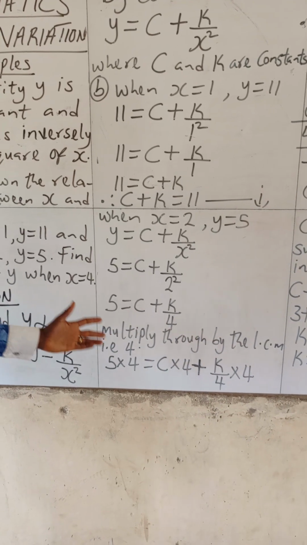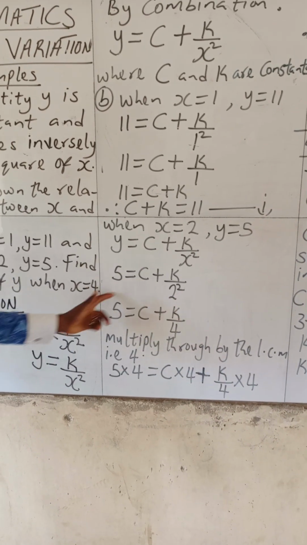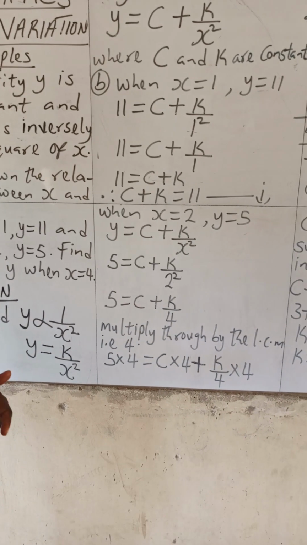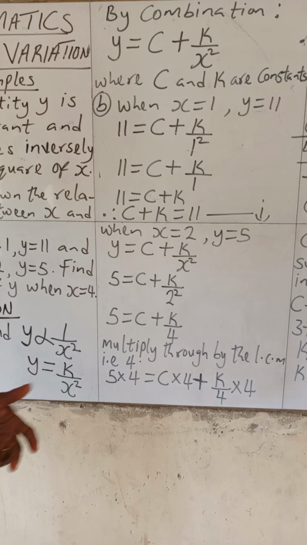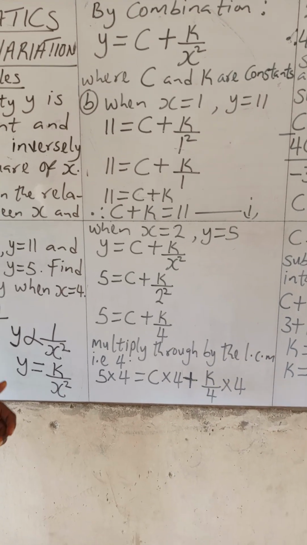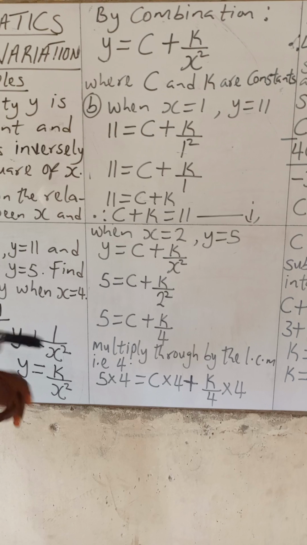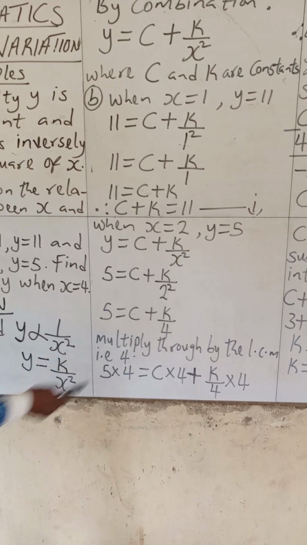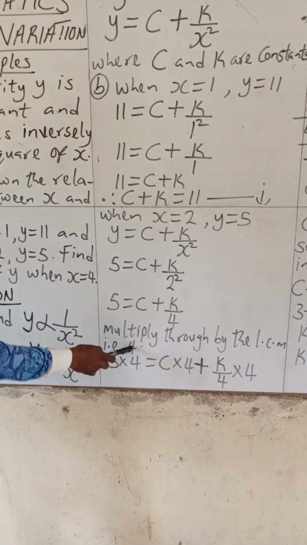So in this case, this is an equation, but it's not on a straight line. Anytime an equation is not on a straight line and we want to make it be on a straight line, we have to multiply through by the LCM. The LCM of the denominator here is 4. So we multiply through by the LCM, which is 4.